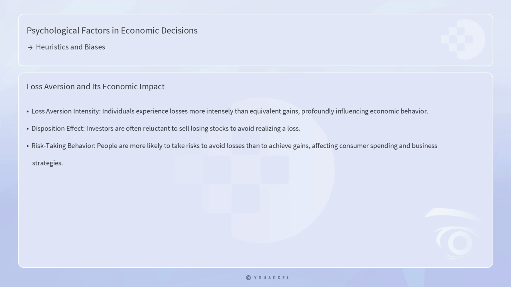Loss aversion, a concept integral to prospect theory developed by Kahneman and Tversky, posits that individuals experience losses more intensely than equivalent gains. This asymmetry can profoundly influence economic behavior. For instance, investors are often reluctant to sell losing stocks to avoid realizing a loss, a phenomenon known as the disposition effect. This aversion to loss can also explain why people are more likely to take risks to avoid losses than to achieve gains, impacting everything from consumer spending to business strategies.